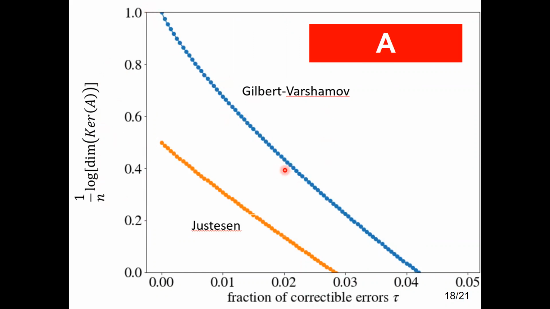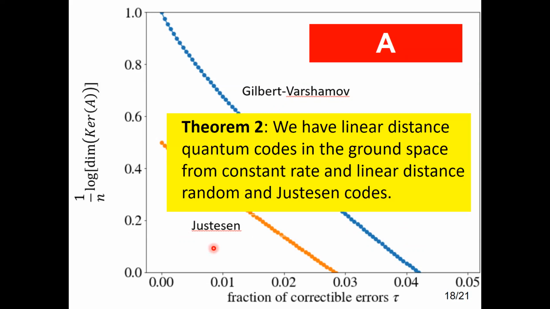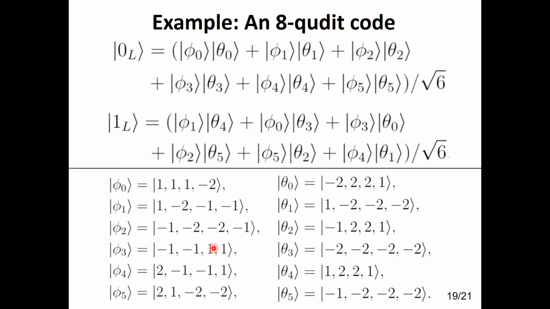So if this is very large, that means that we surely have quantum codes. And we have quantum codes all the way up to correcting up to 4% of the errors. So this shows that we have a linear distance, one from a random construct and one from an explicit Justesen construct over here. And we were able to design an explicit 8-qubit code over here.